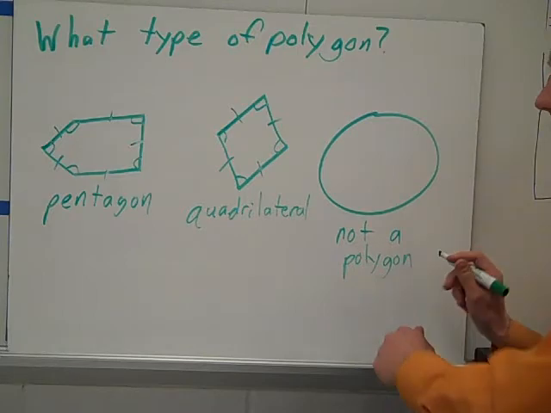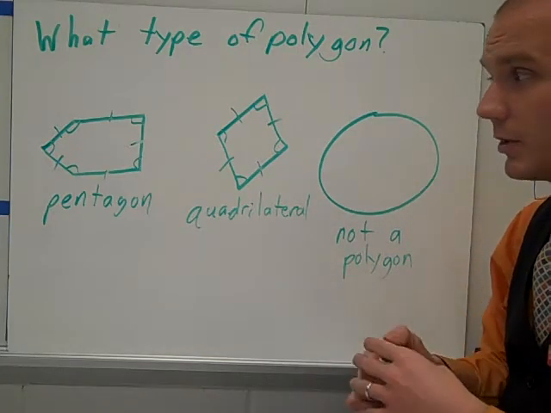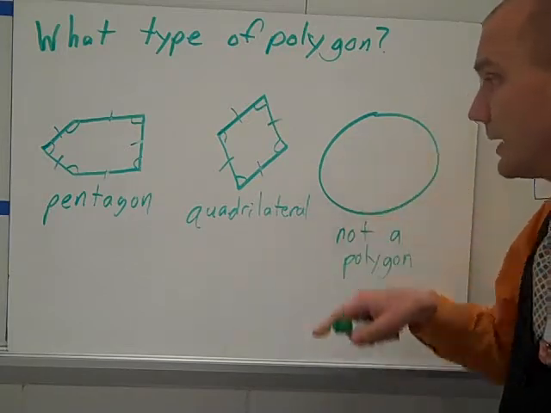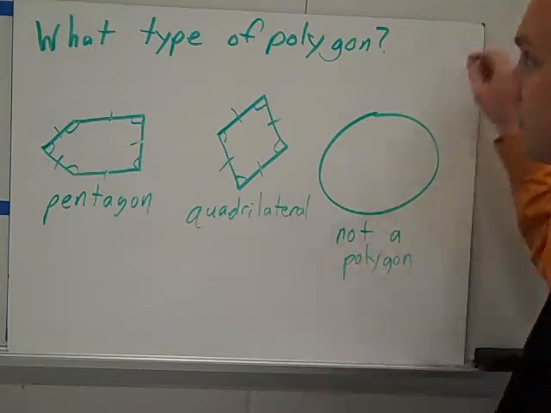This is not a polygon. Don't write it's a circle. Write it's not a polygon. Because that's what we're focused on here. What is and what isn't. This has curved lines. It doesn't have any straight lines at all. So because of that, it's not even a polygon.